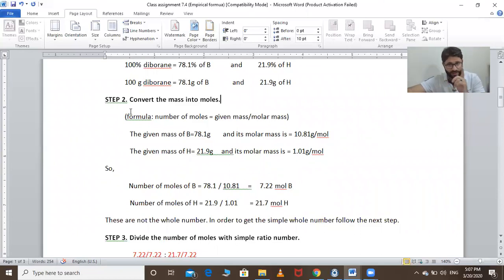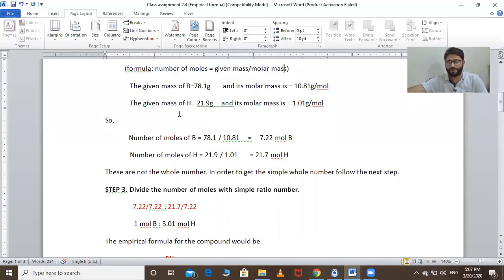In the previous lesson, we learned how to convert masses into moles or moles into masses. So in order to find the number of moles, the formula is given mass divided by the molar mass. The molar mass you can find from the periodic table. If it is a single element, like boron is a single element, you can find the atomic mass of boron from the periodic table. That is the molar mass of boron.